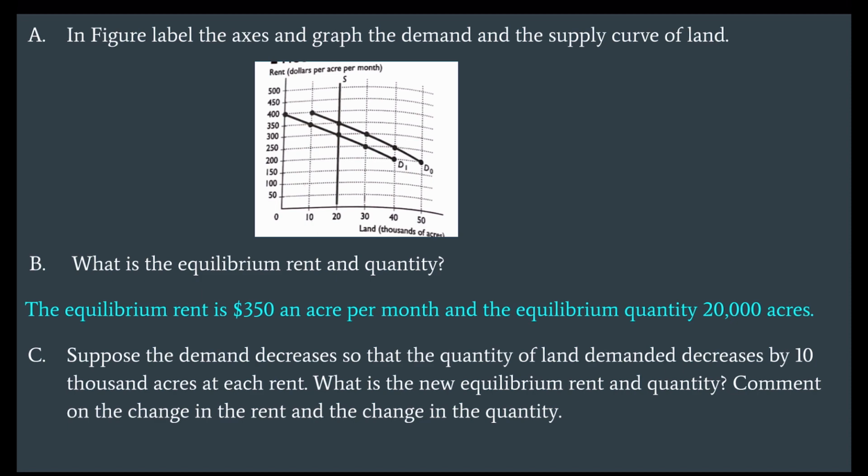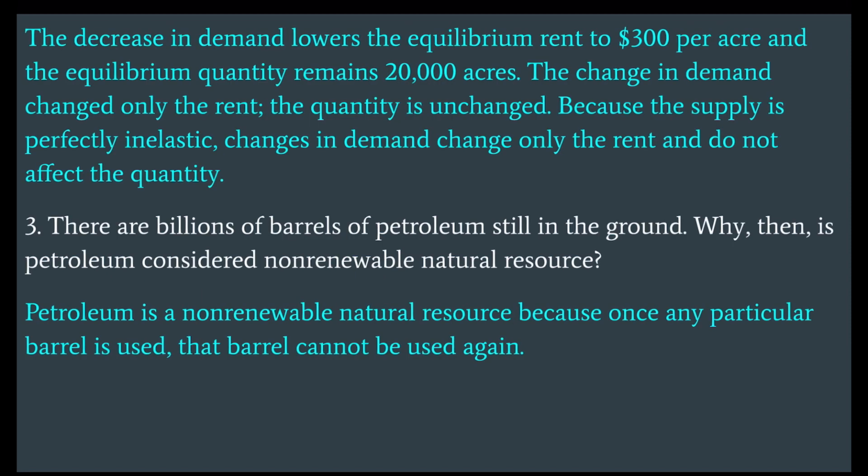Suppose the demand decreases so that the quantity of land demanded decreases by 10,000 acres at each rent. What is the new equilibrium rent and quantity? Comment on the change in the rent and the change in the quantity. The decrease in demand lowers the equilibrium rent to $300 per acre, and the equilibrium quantity remains 20,000 acres. The change in demand changed only the rent, the quantity is unchanged. Because the supply is perfectly inelastic, changes in demand change only the rent and do not affect the quantity.